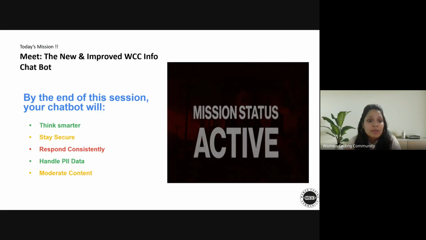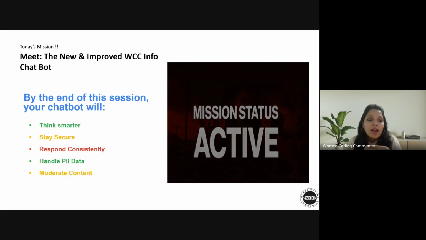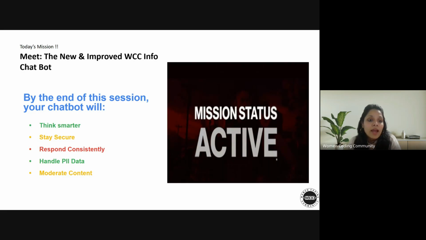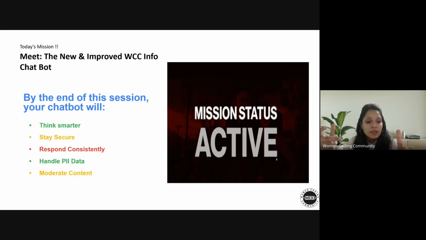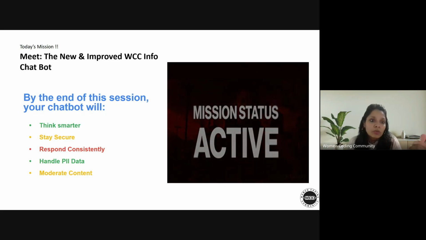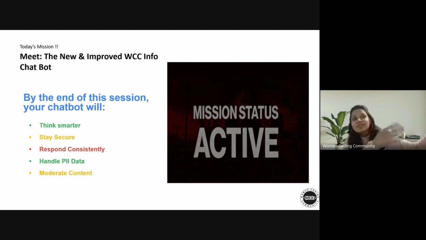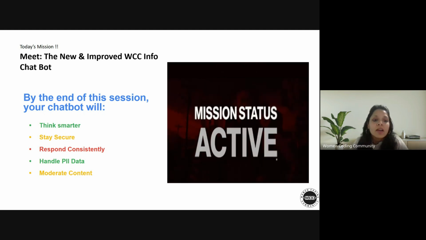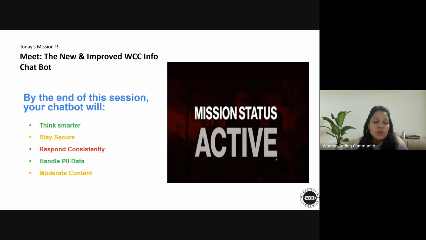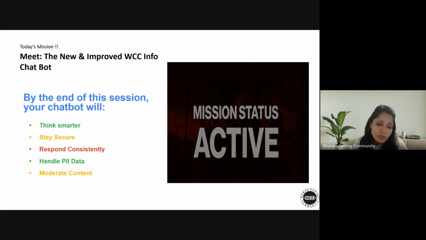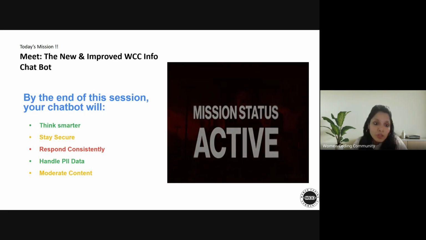Thinking smartly goes hand in hand with responding consistently. It should respond only with information about WCC, and it should not treat WCC as a different acronym altogether. It should give you relevant information about Women Coding Community and the programs and information we already have on our website, rather than all the content that's available on the internet.